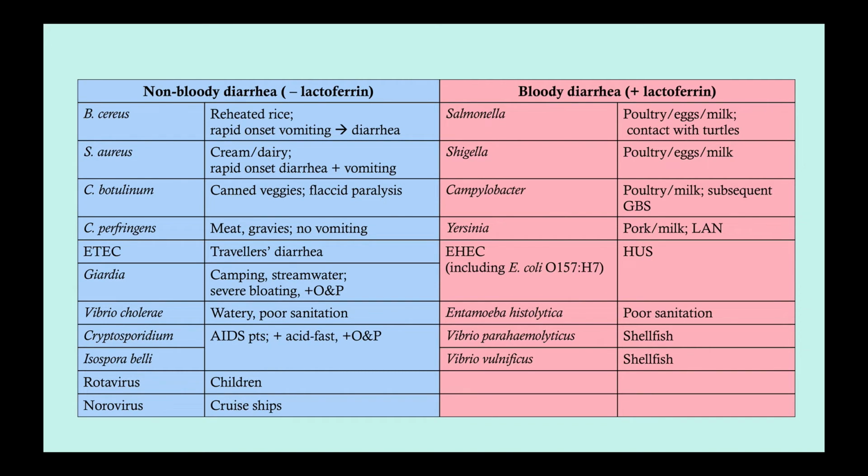If the USMLE wants you to know about B. cereus, they're going to tell you rice. This usually causes a rapid onset vomiting, which then progresses to diarrhea. So a little bit of a nuance for that one.